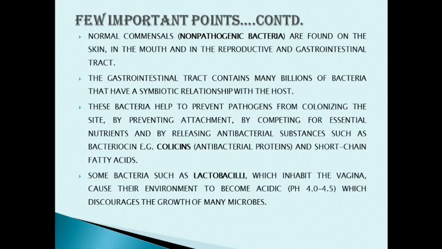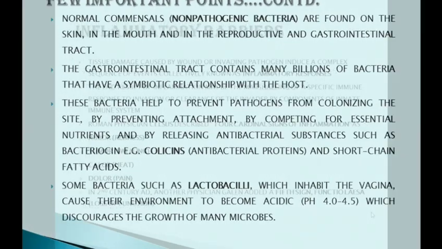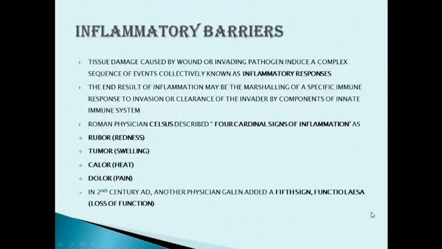So what I was telling, that bacteria, that is normal resident flora, they outcompete the invading pathogen by producing bacteriocin. Bacteriocins are nothing but antibacterial peptides which inhibit closely related species. Invaders induce a sequence of events, and those events are collectively known as inflammatory responses. The end result of inflammation may be marshalling of a specific immune response to invasion or clearance of the invader by components of innate immune system.